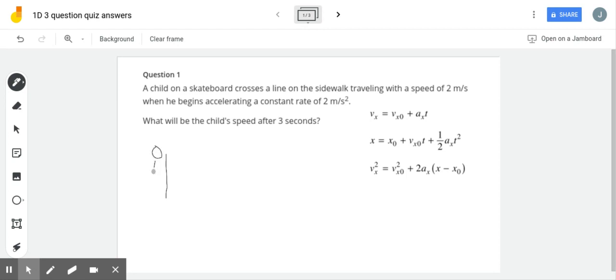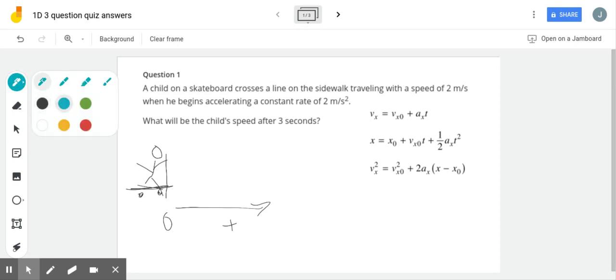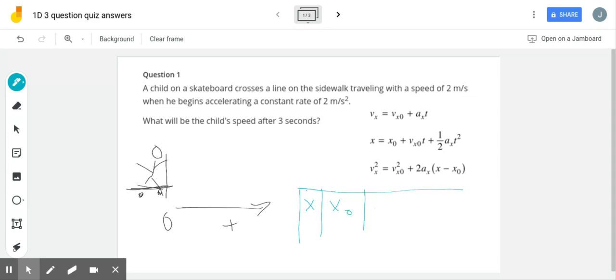All right, here's our child on his skateboard. So this is our origin. This is our positive direction. Don't forget that you're supposed to set those. Okay, so I'm going to make myself a table: x naught, v naught, v, a, t.